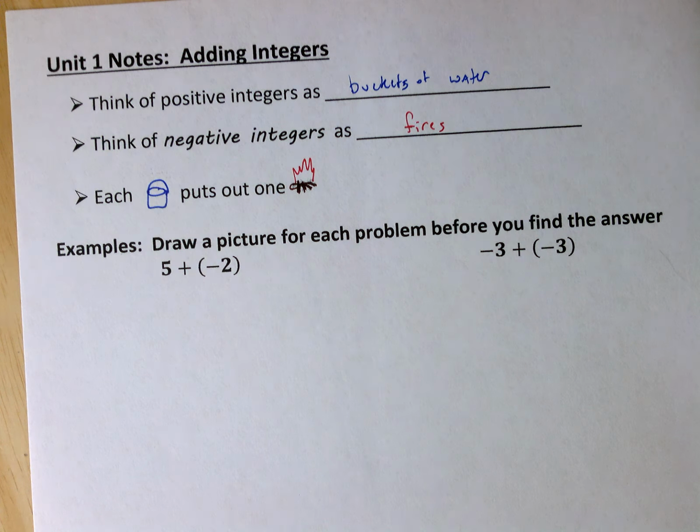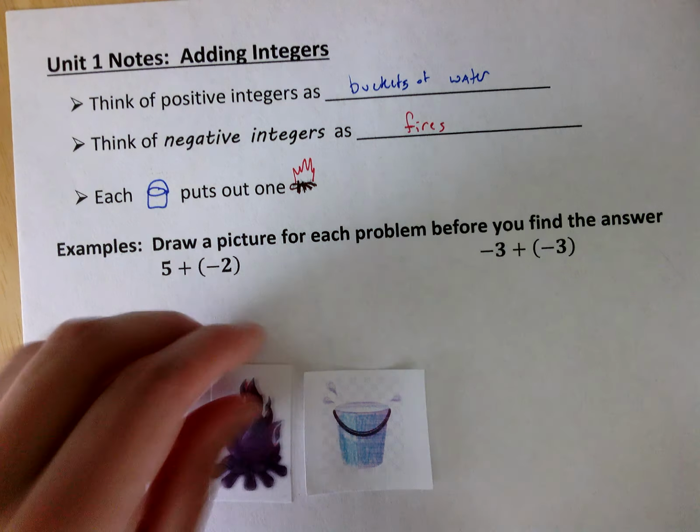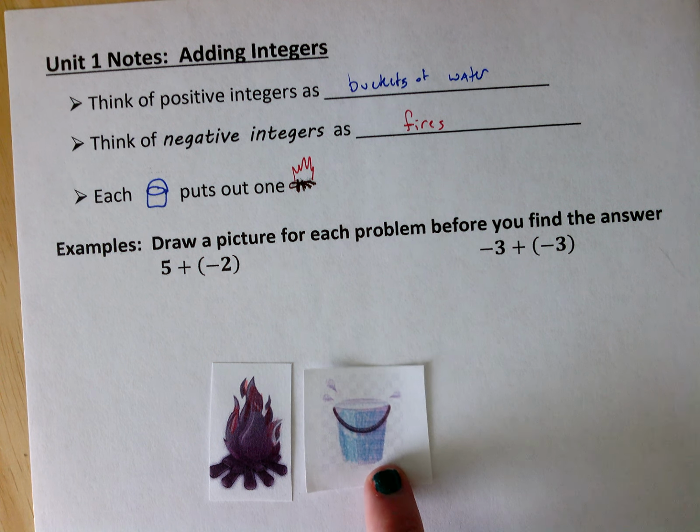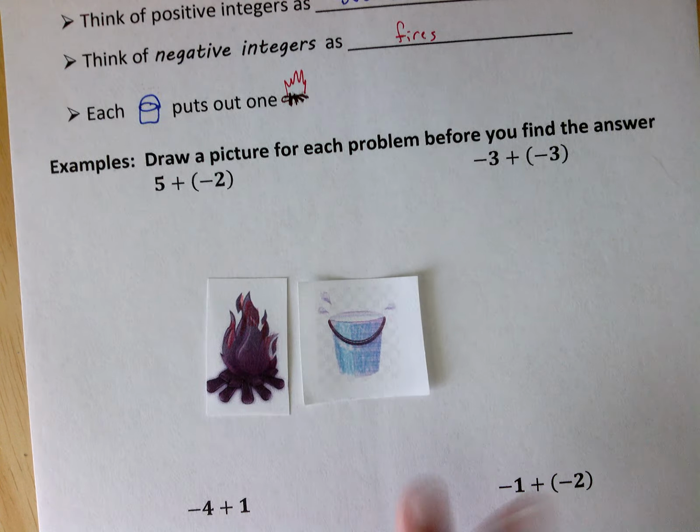Now I have a couple of little printed things that I'm going to use here. They look kind of ridiculous because my printer is apparently really low on ink. So I colored on these to make them look a little bluer, but the fires are just kind of weird looking. But bear with me, okay? So let's take a look at how we can illustrate these.